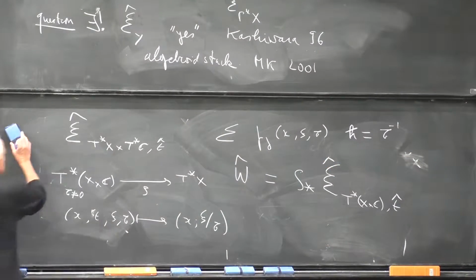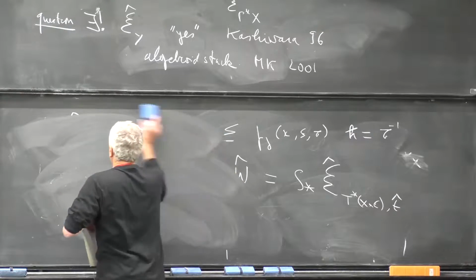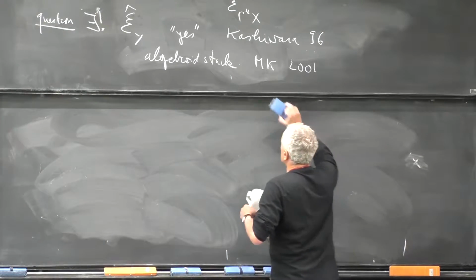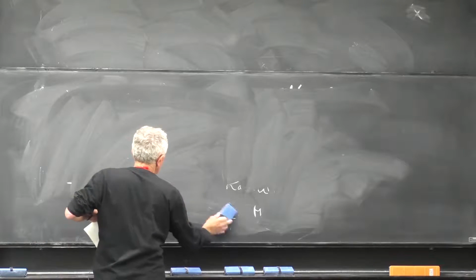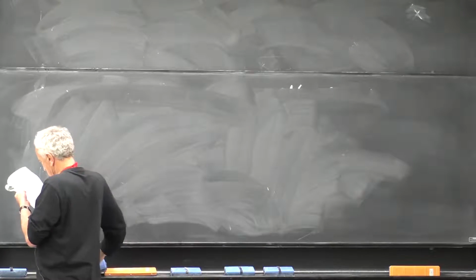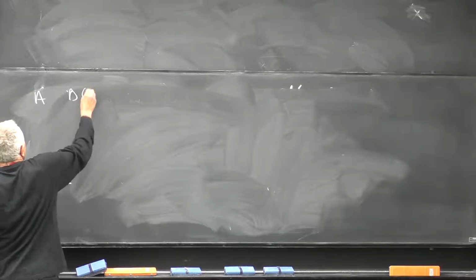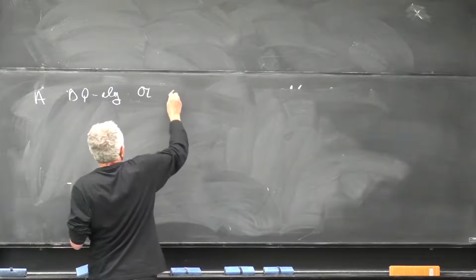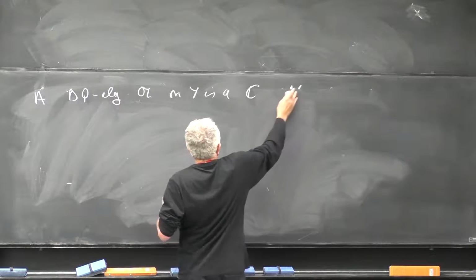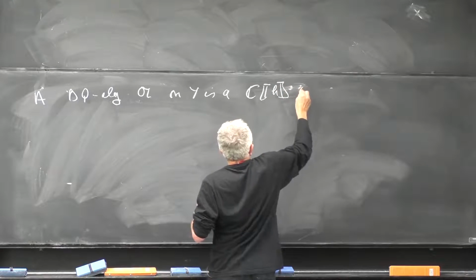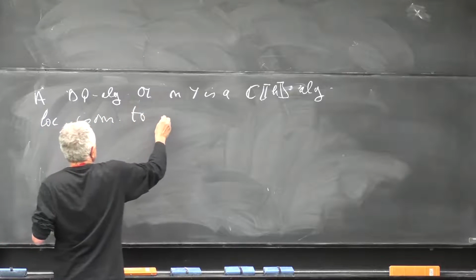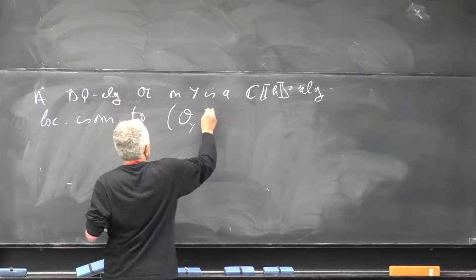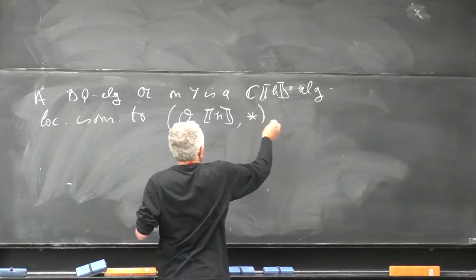So what is a star algebra? It's a DQ algebra, or a star algebra, you know. So a DQ algebra A_Y is a C[[H bar]]-algebra, locally isomorphic to O_Y[[H bar]] with a star product, for some star product.